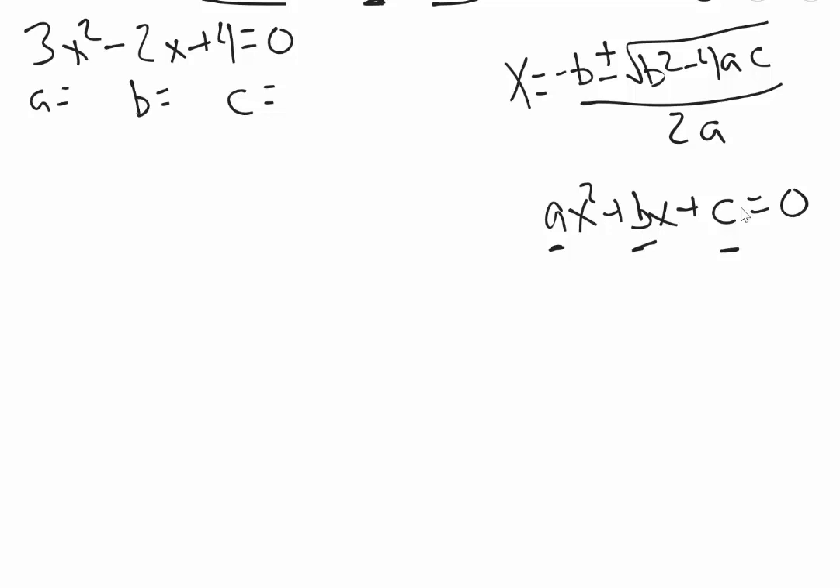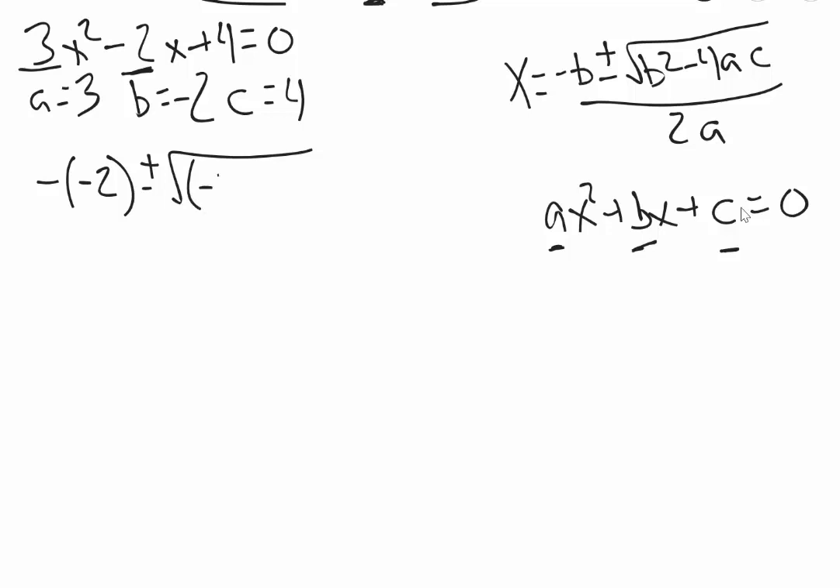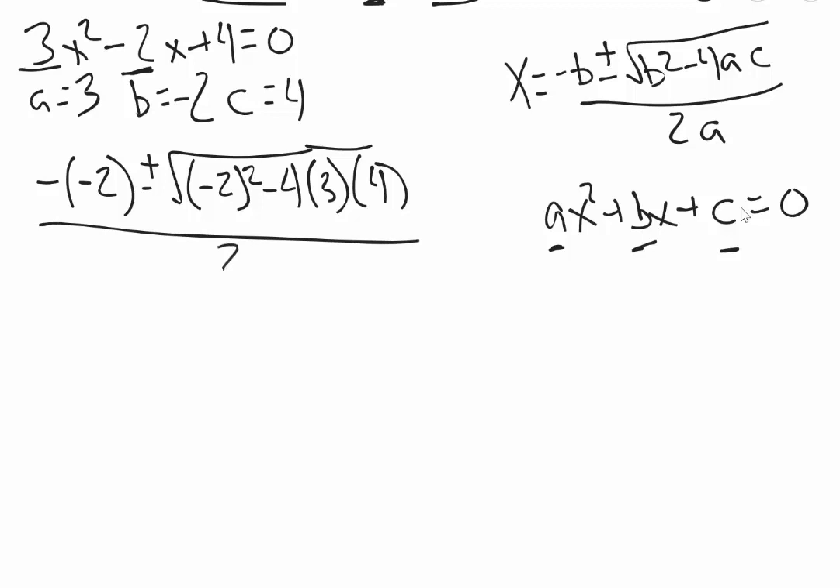That means for this example that we're looking at, a is a 3, since that's in front of x squared, b is a negative 2, and c is a positive 4. So we're going to just throw this into the formula. The negative is part of the formula, and that says negative b, which is a negative 2, plus or minus the square root of b squared, so negative 2 squared, minus 4 times a, which is a 3, times c, which is a 4. And this would be all over 2 times a, which is a 3.